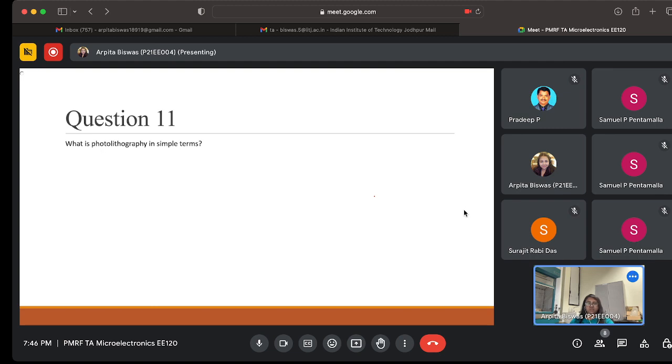Surajit Ravidas, have you heard about this photolithography process and what we understand by this process, what we do? Can you explain a little bit? I'm actually unaware of this topic. Sorry, you are not audible. Hello. Samuel, can you explain a little bit what the photolithography process is? Have you heard about it? What do we do mainly?